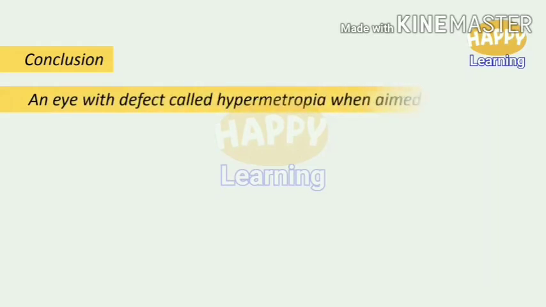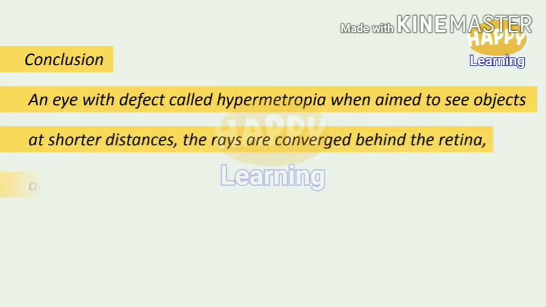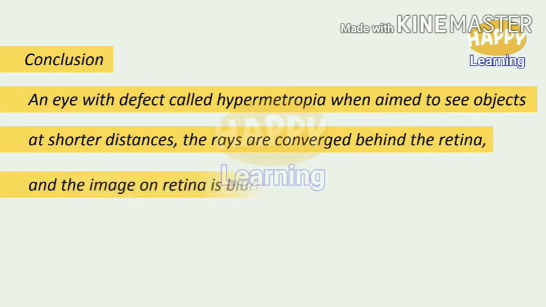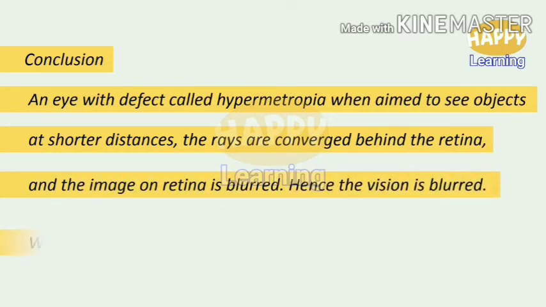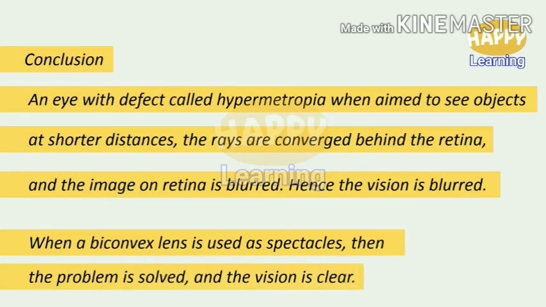Conclusion. In an eye with a defect called hypermetropia, when aimed to see objects at shorter distances, the rays are converged behind the retina and the image on the retina is blurred, hence the vision will be blurred. When a biconvex lens is used as spectacles, then the problem is solved and the vision is clear.